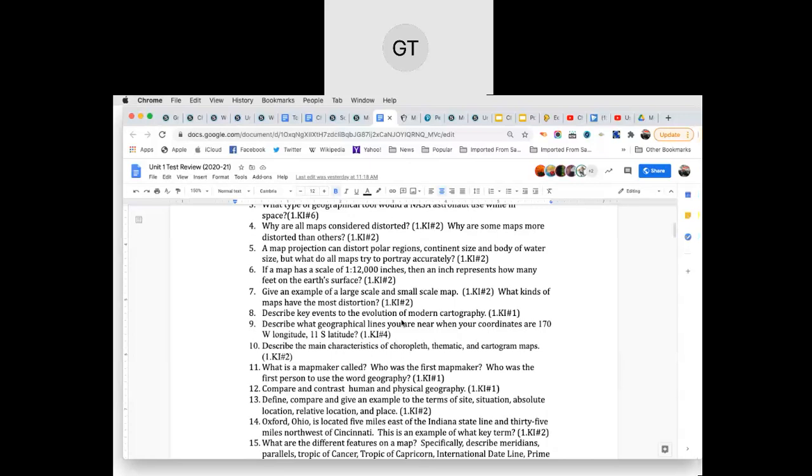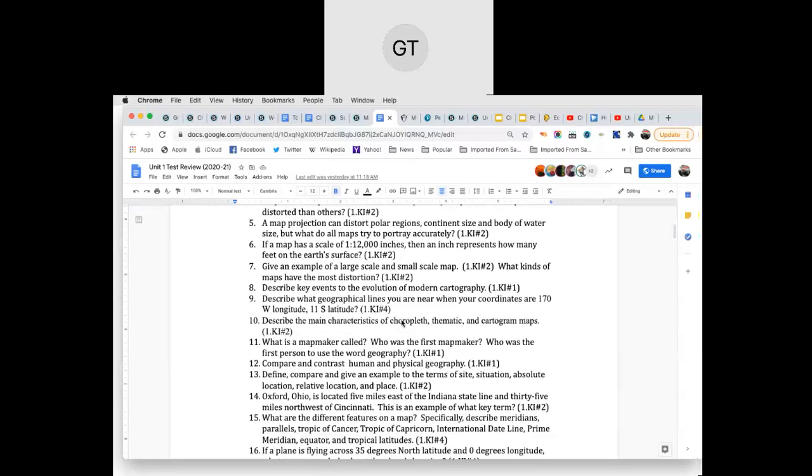9, describe what geographical lines you are near when your coordinates are 170 west longitude and 11 south latitude. So if we're at 170 degrees west longitude, we are closest to the international date line, which is 180 degrees longitude. And if we're 11 south latitude, the closest line we are near is the equator at 0 degrees latitude, which would indicate the breaking point of the northern and southern hemisphere.